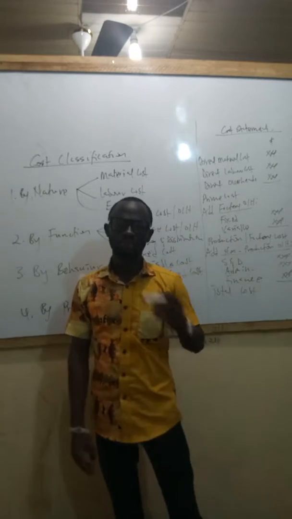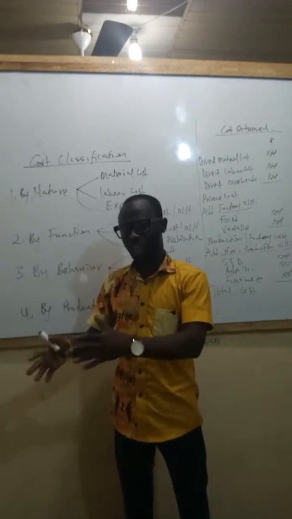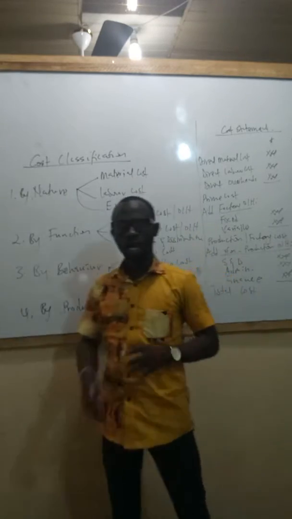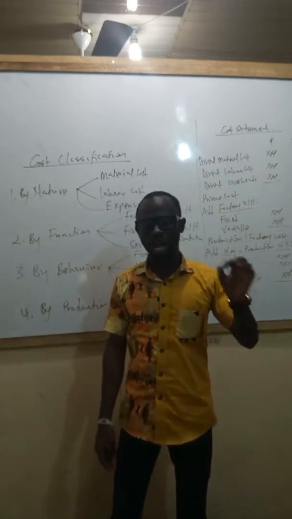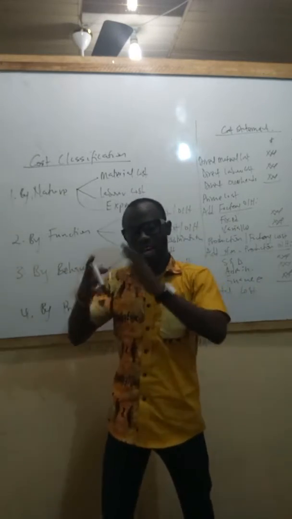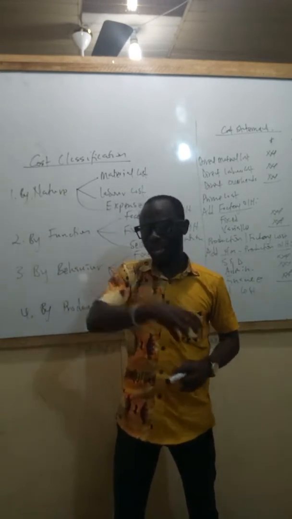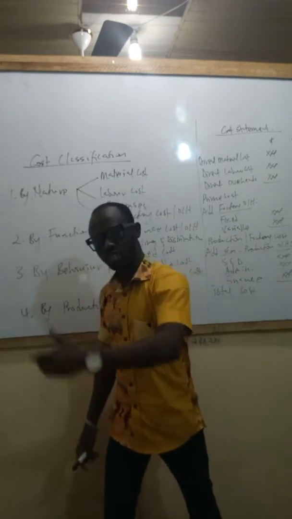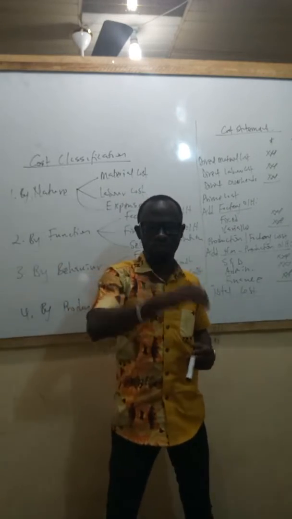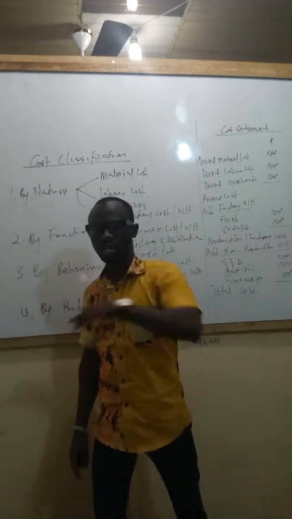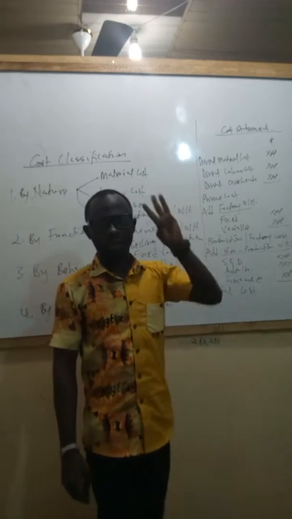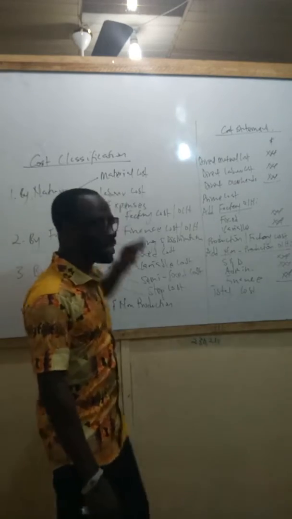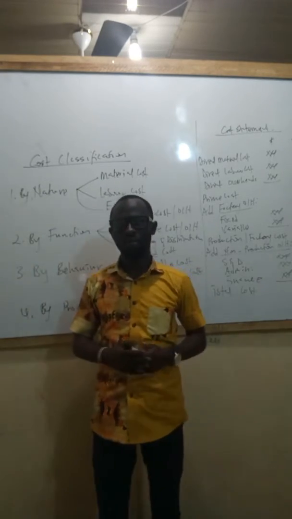So the first one is classification of cost according to nature, or by nature. Classification of cost according to nature simply means the classification of cost according to the elements of cost. Listen to that carefully. Now, what are the elements of cost? There are three elements of cost. We have material cost, labor cost, and then expenses. So these are the three elements of cost.